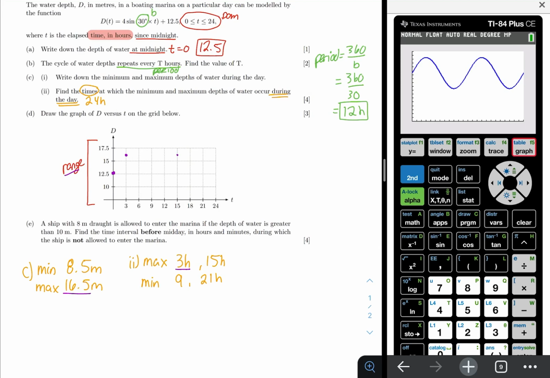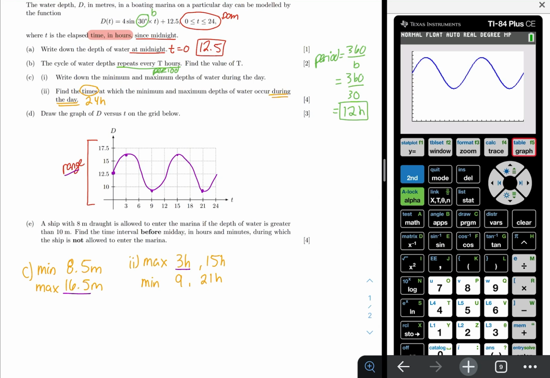And then we have a minimum at 9. The minimum is 8.5, so somewhere a little bit down here. And another one at 21. So I'm going to connect these together. And remember, there's symmetry here, so I'm going to try my best to connect these. There we go.